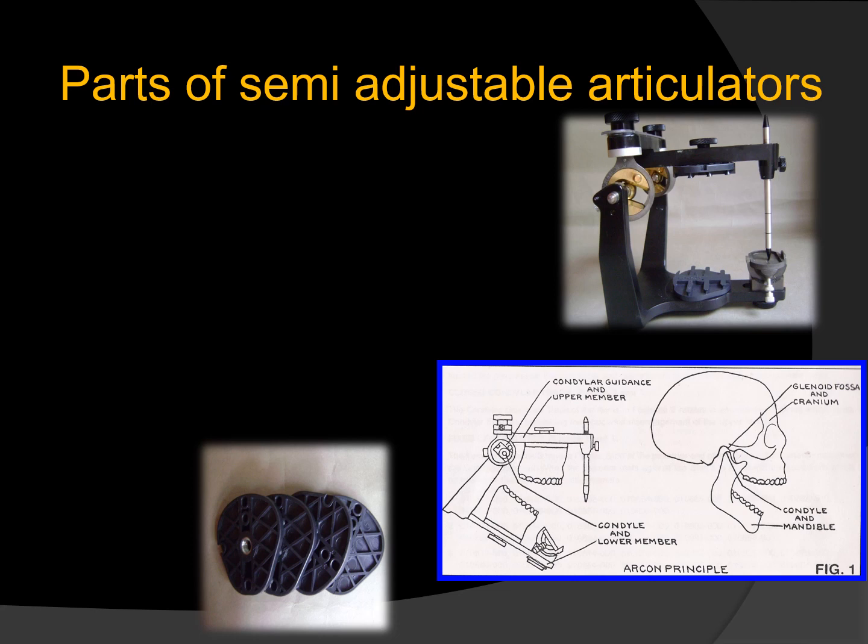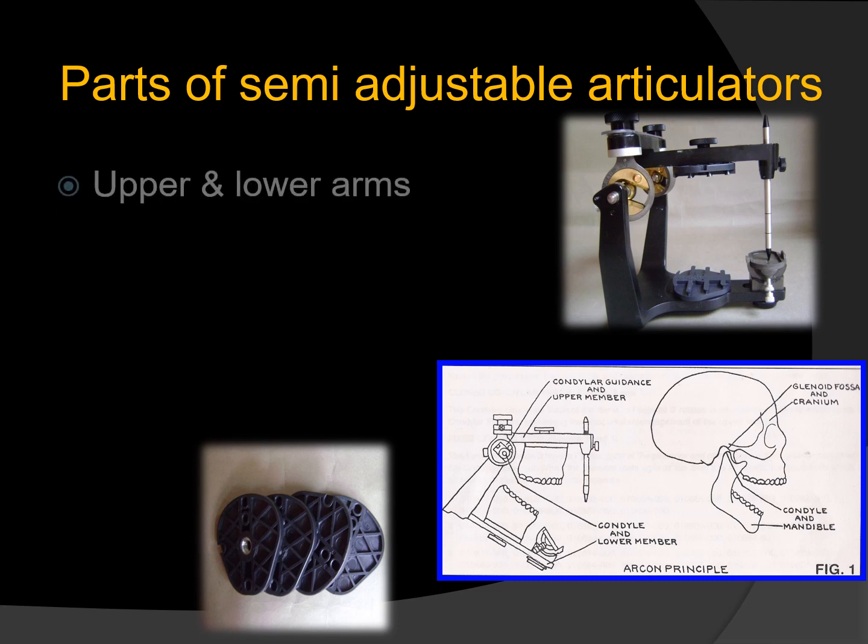Let us discuss the parts of semi-adjustable articulators. Here we are going to discuss the Hanau Wide View 183 articulator, and we know that it is classified as semi-adjustable and is of Arcon principle. That is, the condylar guidances are associated with the upper member of the articulator, which corresponds to the glenoid fossa of the patient, and the condylar element is a part of the lower member and functions as the condyle of the patient's mandible.